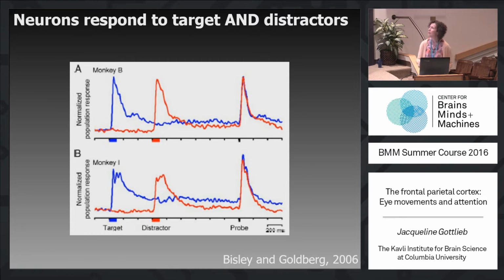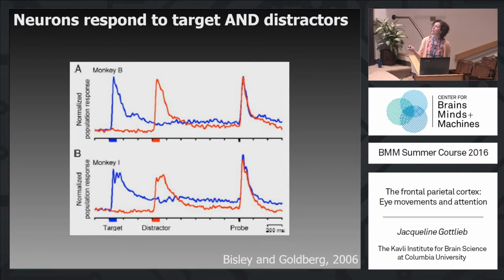So first of all, let's look at how the neurons respond. You see the neurons responded both to the target and to the distractor. In blue, you see responses to the target. If the target appears in the receptive field, there's a very fast visual response. Then there's that sustained memory activity that I spoke about, and then there's a saccade response at the end. If a distractor appears later during the delay period, the neurons also respond very strongly to the distractor.